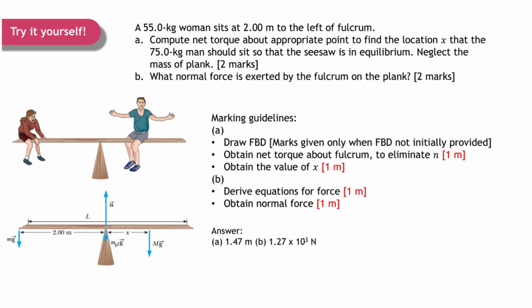Now, try this equilibrium problem on your own. First, draw the free body diagram and choose the fulcrum as the rotational axis to eliminate the normal force. Apply torque equilibrium to determine where the 75 kg man should sit. Then, use the force equilibrium equation to calculate the normal force exerted by the fulcrum. Pause the video and attempt the solution before checking the answers shown on the slide.